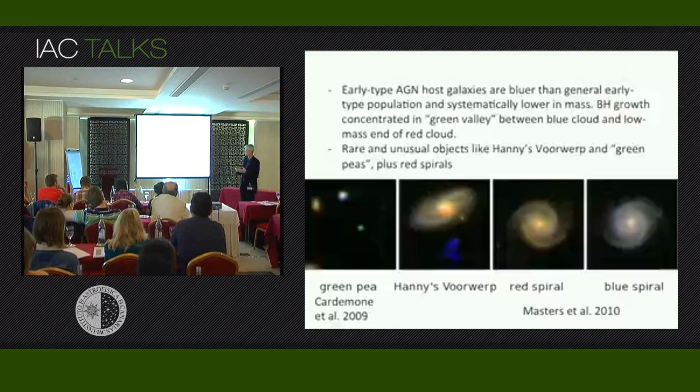There were red and blue spirals. The red spirals are the ones you found probably in the green valley. Masters et al. did a study of these red spirals, and you notice the two spirals I showed there, the red and the blue, look pretty much the same, except that one is red and one is blue. They found that stronger bars existed in the redder spirals and suggested that maybe the bar was suppressing the star formation in that case.